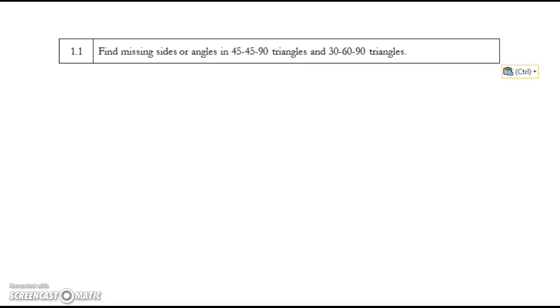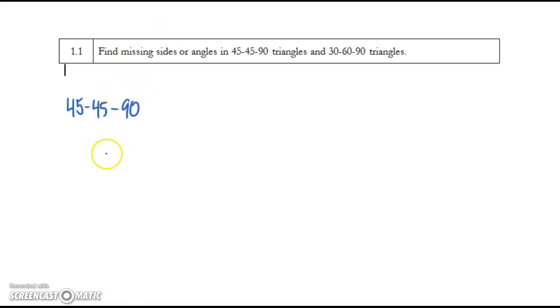This video is on how to find missing sides or angles in 45, 45, 90 triangles and 30, 60, 90 triangles. This is standard 1.1. Alright, so let's start with our 45, 45, 90 triangles.